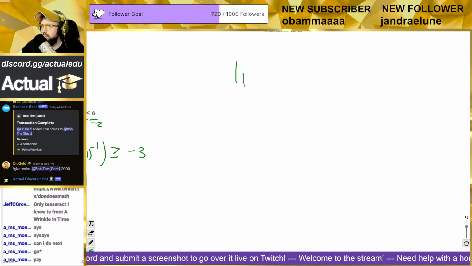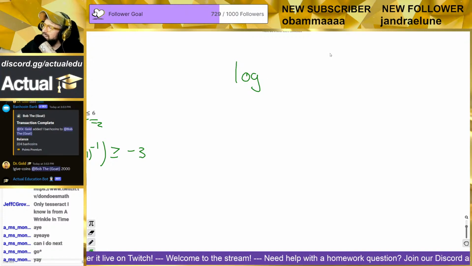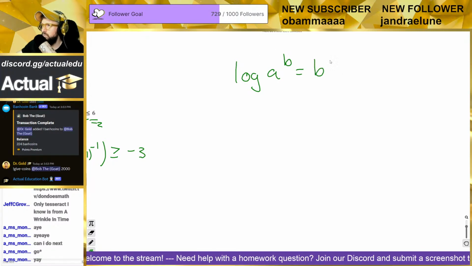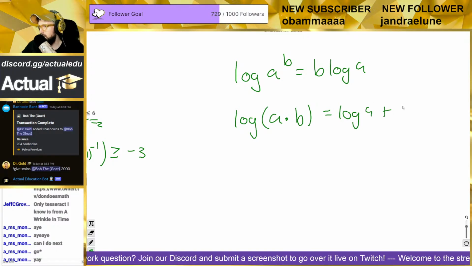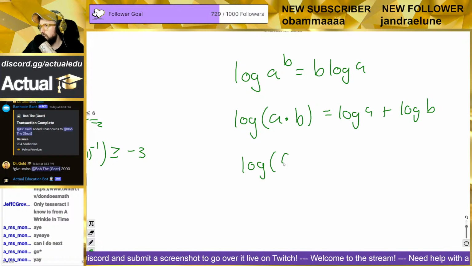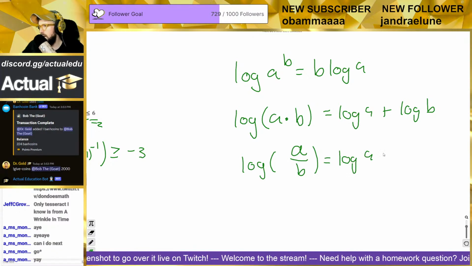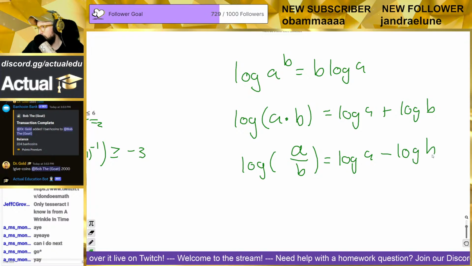So I'm just going to say log for now, and ln just means log base e. We'll get into what the things are. So log of a to the b is equal to b log a. Log of a times b is equal to the log of a plus the log of b. Log of a over b is equal to the log of a minus the log of b.